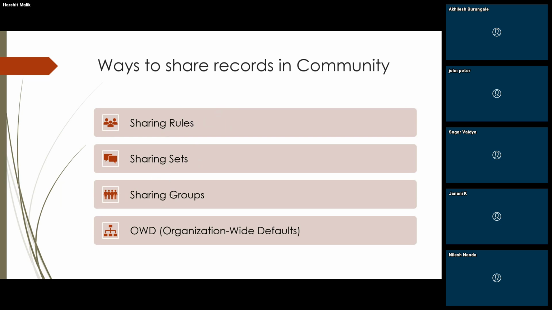For sharing sets, we use a different kind of sharing that is given by Digital Experience only, and it works for them only. For example, if I as a community user want to share my record with person X, my account is common between us, like my contact and that contact have the same account. In that case we use sharing sets, and it gives me the kind of access, like read, write, or read-only. Sharing groups is about what kind of users you want to share with. That can be your partner users or your internal users. I'll show you that as well.